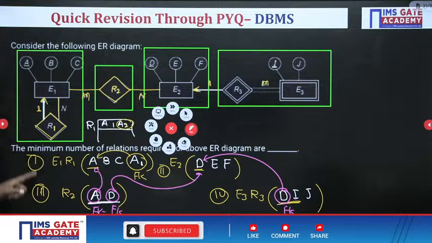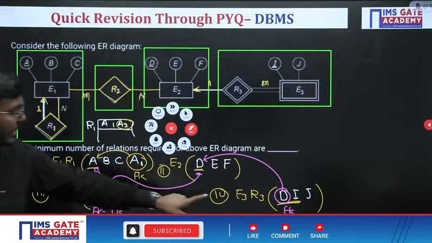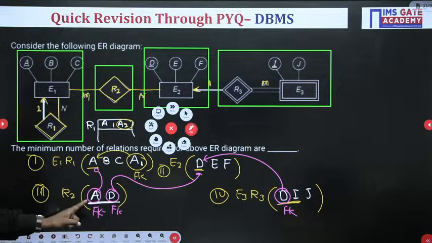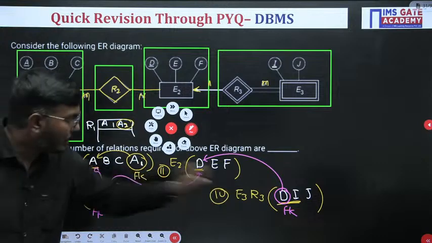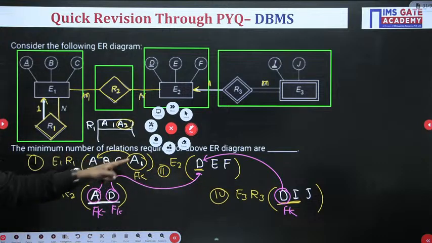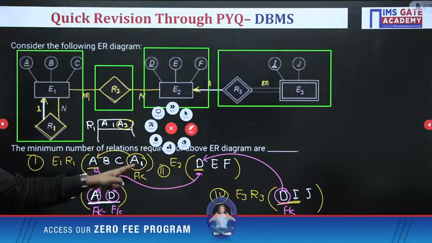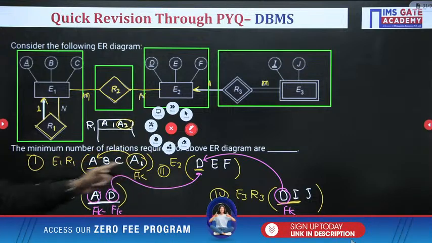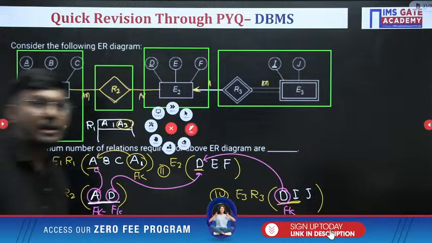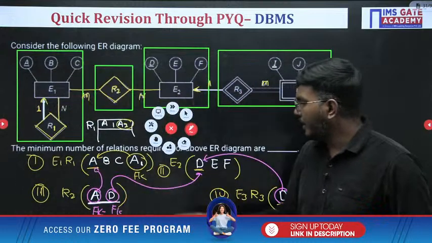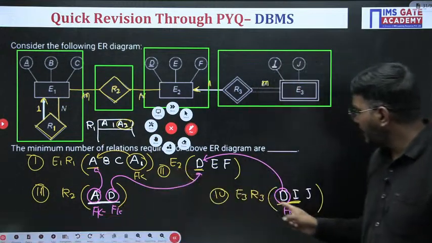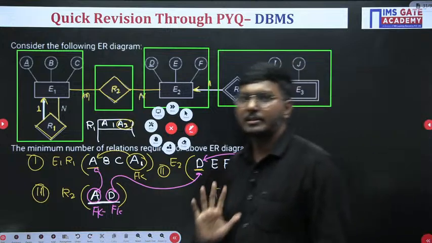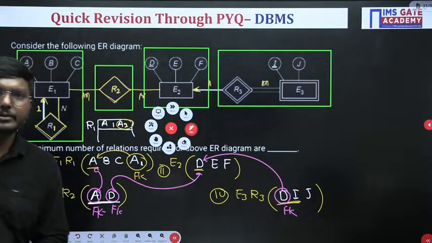How many tables? 1, 2, 3, 4 tables. And how many foreign keys here? So 1, 2, 3 and 4. This is the example of a foreign key referencing an attribute in the same table, same relation. Understood, getting my point now? So how many foreign keys? 4 foreign keys, 1, 2, 3 and 4 foreign keys and 4 tables. Any doubt here? Any doubt?